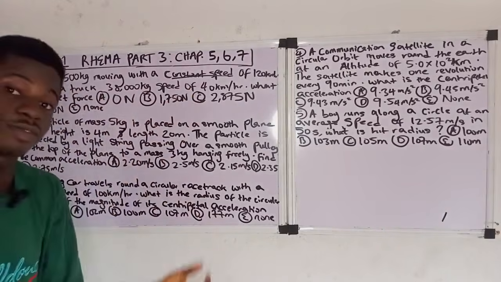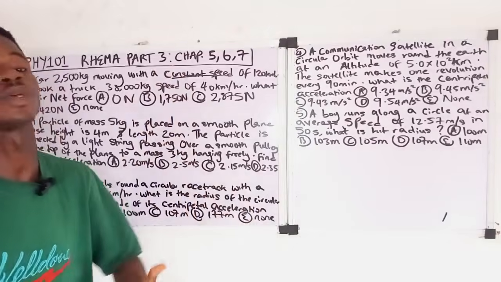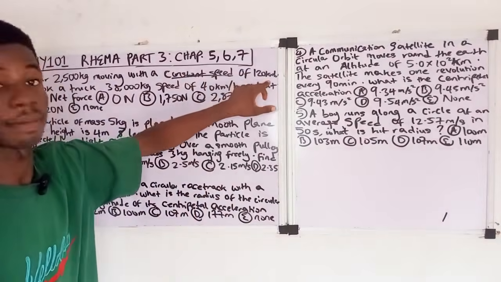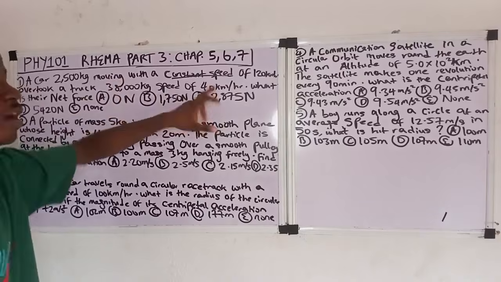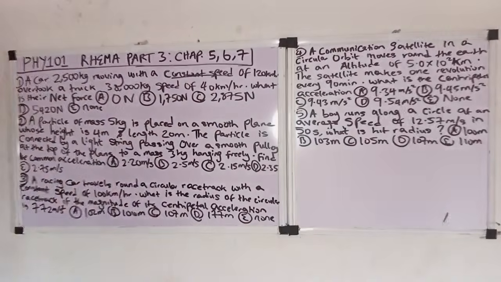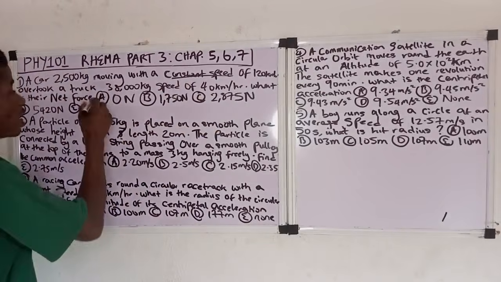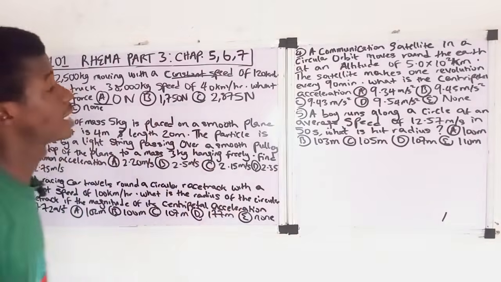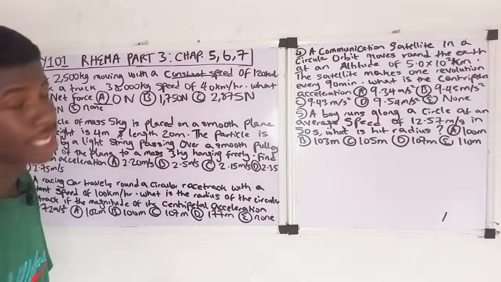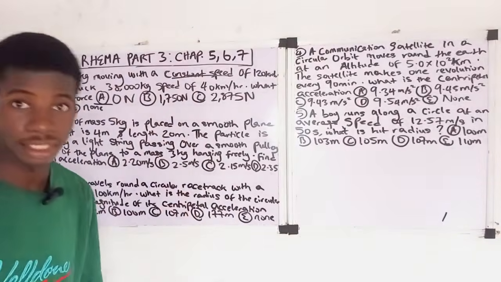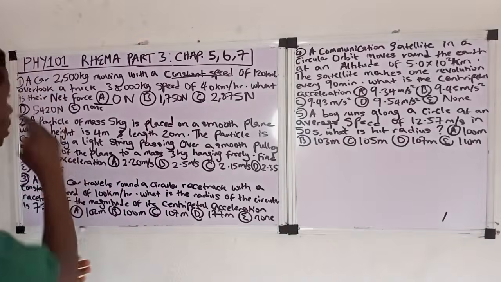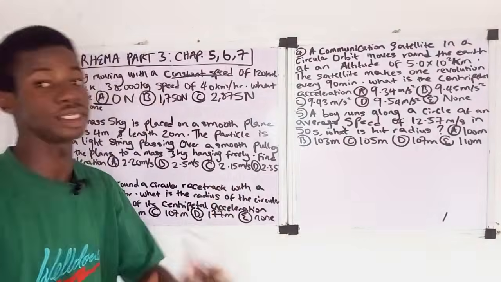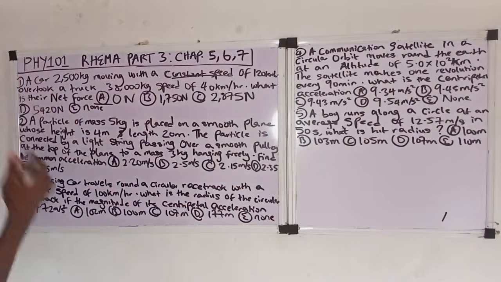Remember, both of these vehicles are moving with a constant speed. The car is moving with a constant speed of 120 kilometer per hour, while the truck is moving at a constant speed of 40 kilometer per hour. So what will be the answer? The answer will be A, which is 0, because we're looking for their net force. Since they are moving with a constant speed, they have no acceleration. If there is no acceleration, there is no force. Constant speed means no acceleration. Now let's move to the next part, which is question 2.